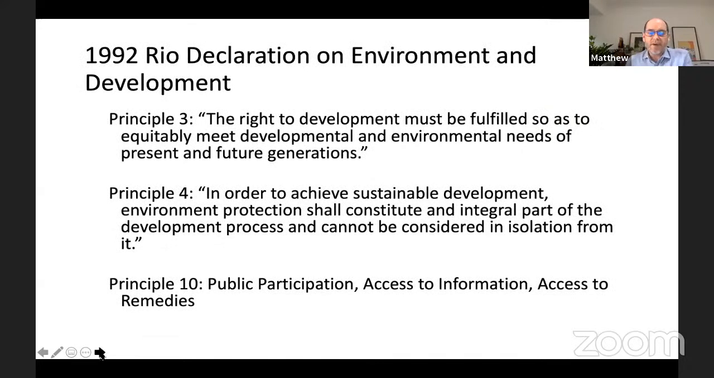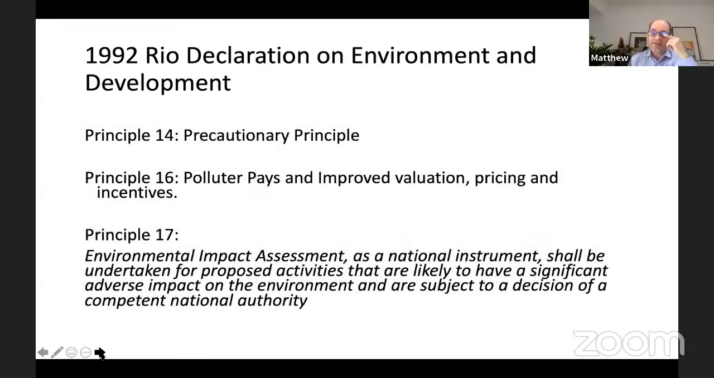Now, we have a number of principles that have emerged over the last 30 years from the Rio Declaration on Environment and Development. In particular, principle 10, which related to public participation, access to information, and access to remedies, the sustainable development principle in principle 3, and in particular, in relation to EIA, principle 17 of the Rio Declaration that talked about the role of EIA for projects likely to have a significant adverse impact on the environment that are subject to a decision of the competent national authority. Principle 14 of the Rio Declaration also codified the precautionary principle, and principle 16 talked about the polluter pays principles and the requirement to use economic incentives and valuations to fully integrate environmental costs into decision making.